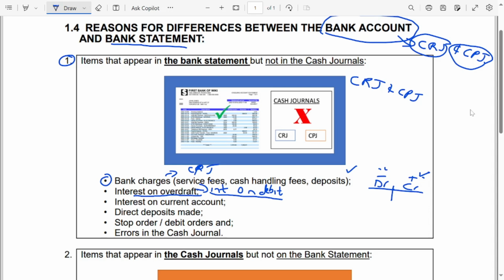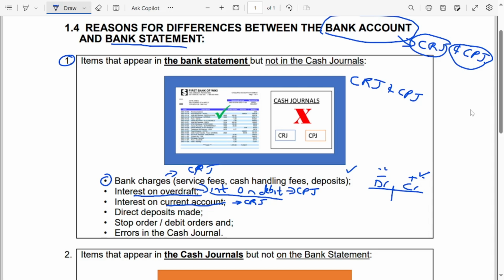Then we have an interest on the current account. Okay, so interest on overdraft must be recorded in a CPJ. Then we have an interest on current account, which must be recorded in a CRJ. Because interest on the current account here, we are talking about an interest on the credit balance or the interest on the favorable balance, which is a positive balance. So actually this is an interest income. Okay.